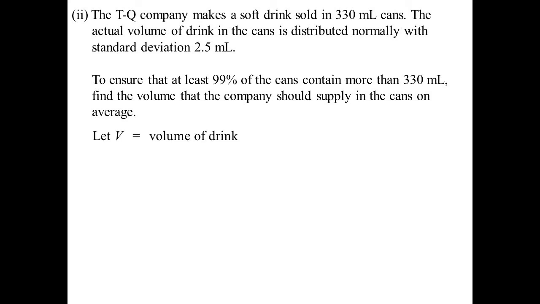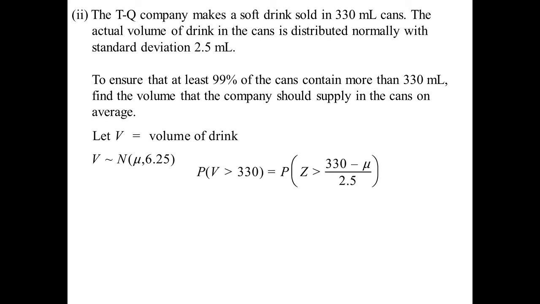So V is the volume of the drink. And we're saying it's normally distributed. We don't know the average yet. That's what we're trying to work out. And our variance is 6.25. So the probability of the volume being greater than 330. So again, we'll use our standardization equation. Turns out that that one would be 0.01.